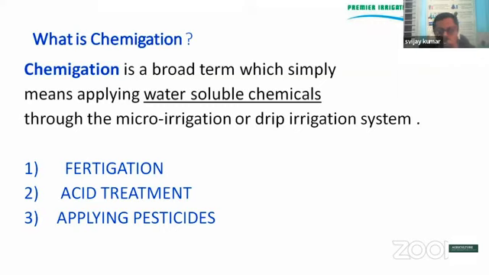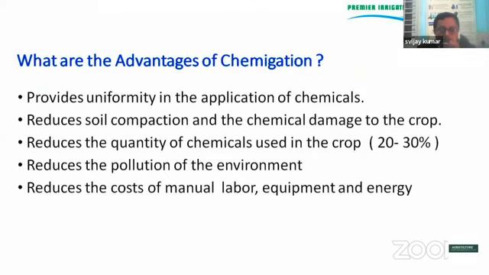And finally, even now, pesticides can also be applied along with water soluble fertilizer. Since we are applying chemicals, it is called a chemigation system. What are the advantages? It provides uniformity. Chemicals are going to go along just like how water is distributed uniformly throughout the entire field. Whatever chemical or fertilizer you apply is going to be uniformly applied.